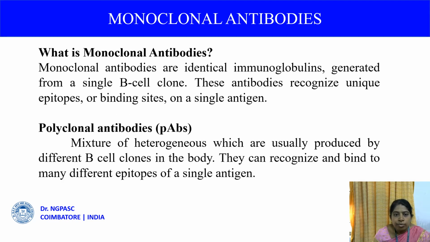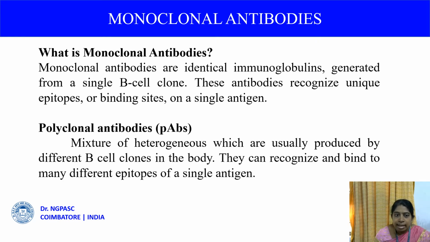Before we go into what is meant by monoclonal antibodies and their production, we need to know what an antibody is. Antibodies are also known as immunoglobulins, which are protein molecules used by the immune system to identify and neutralize foreign substances like viruses, bacteria, fungi, etc. Monoclonal antibodies are identical immunoglobulins generated from a single B cell clone, and these antibodies recognize a unique epitope or binding site on a single antigen.